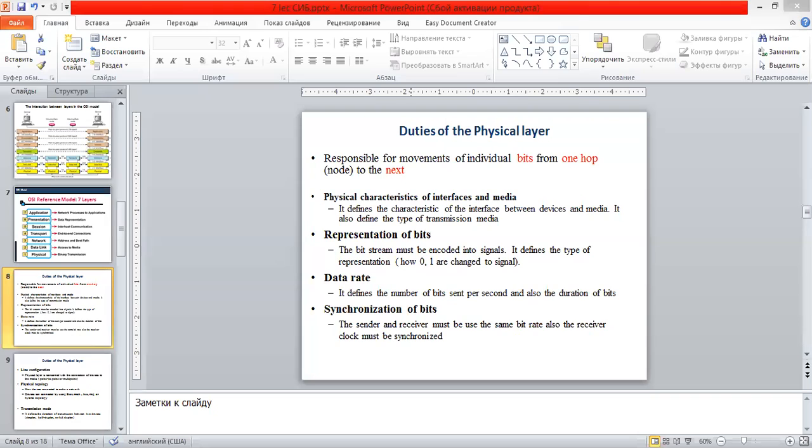Covers all mechanical, electrical, functional, and procedural aspects for physical communication. Such characteristics as voltage levels, timing of voltage changes, physical data rates and maximum transmission distances, physical connectors, and other similar attributes are defined by physical layer specification.